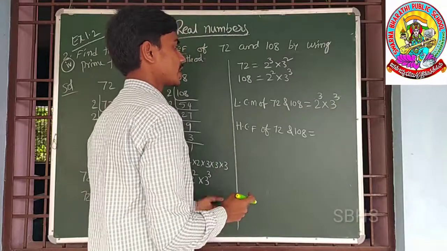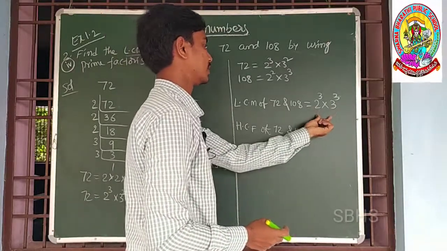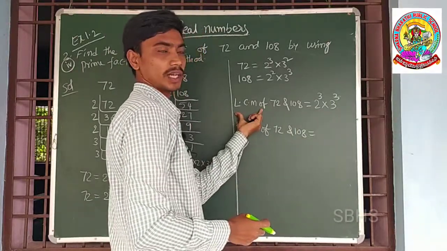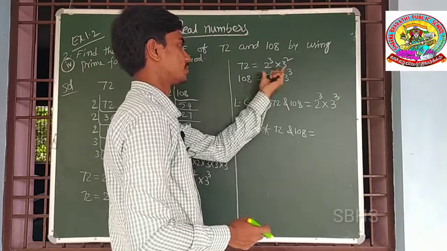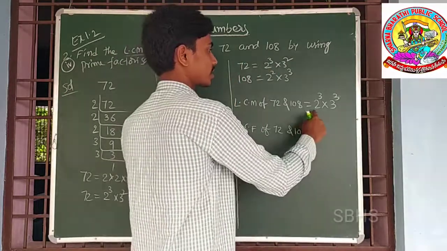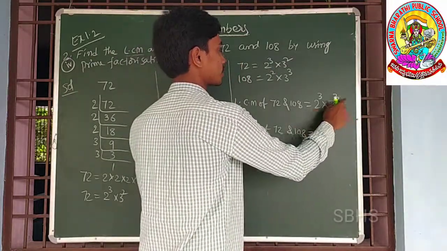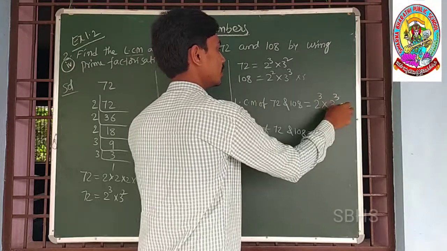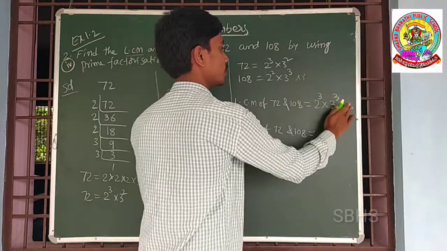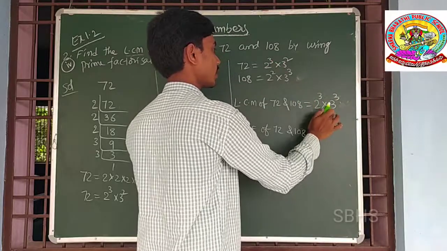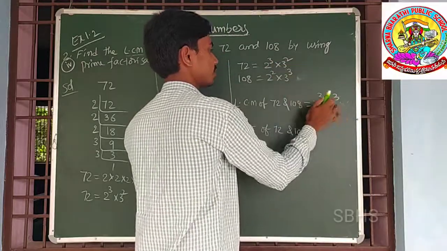So the highest powers give the LCM, and the lowest common powers give the HCF. The remaining primes also are included. For example, if 5 is there, you have to multiply by 5 also here. You have to write all the numbers here and express the highest powers.